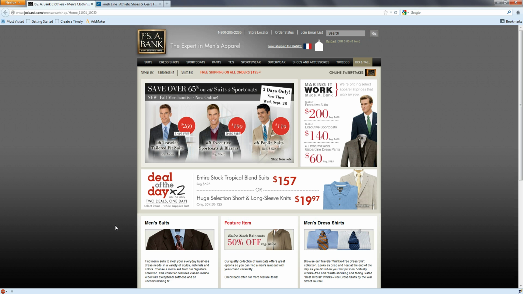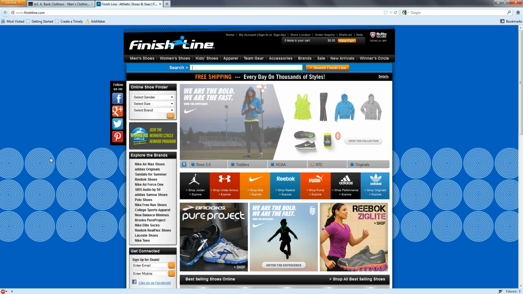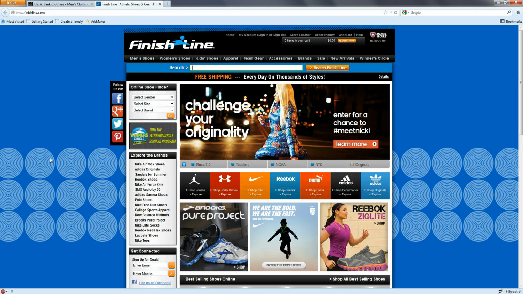They have slightly different sectors. This is JOSB. They're what I'd call, I guess, smart casual with suits, sports jackets, polo shirts and ties and so on. FINL, or Finish Line, they're more into athletic apparel and shoes.